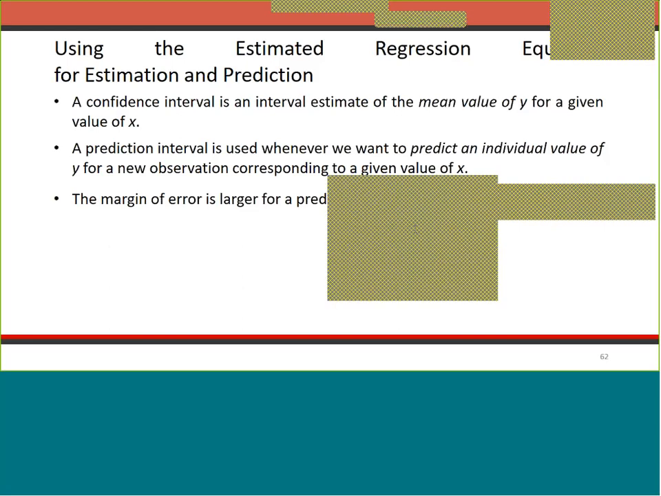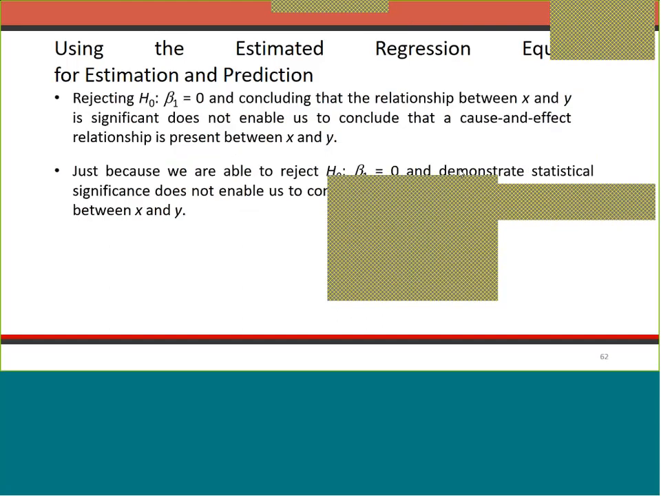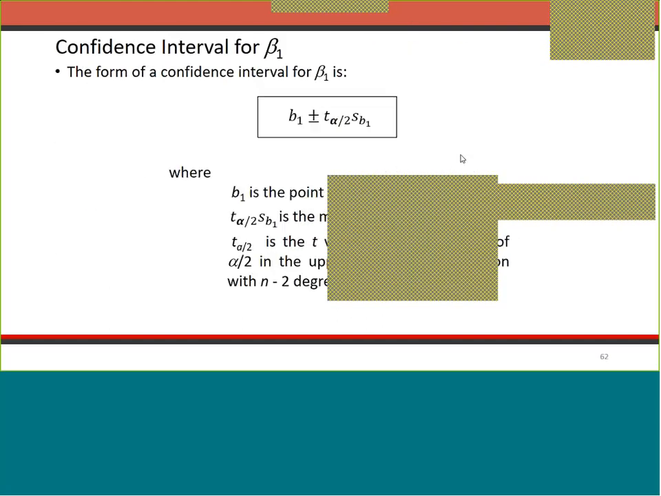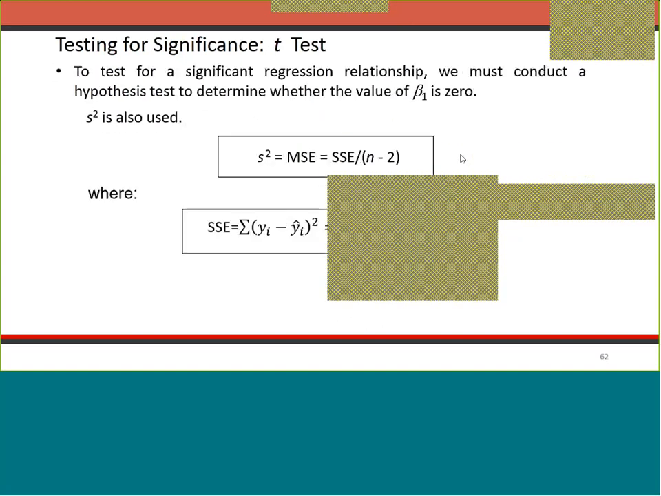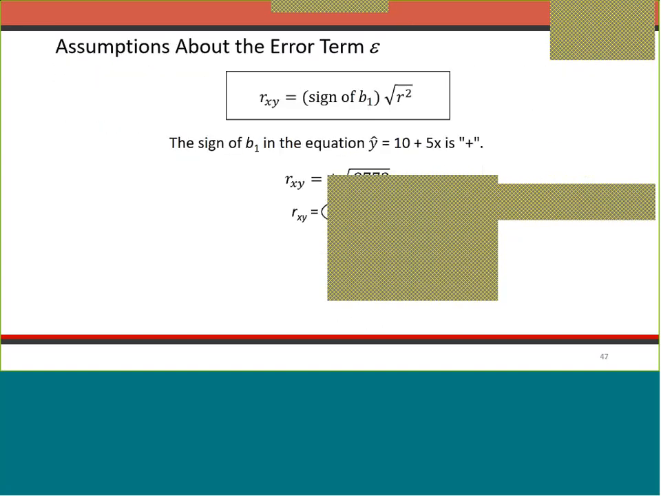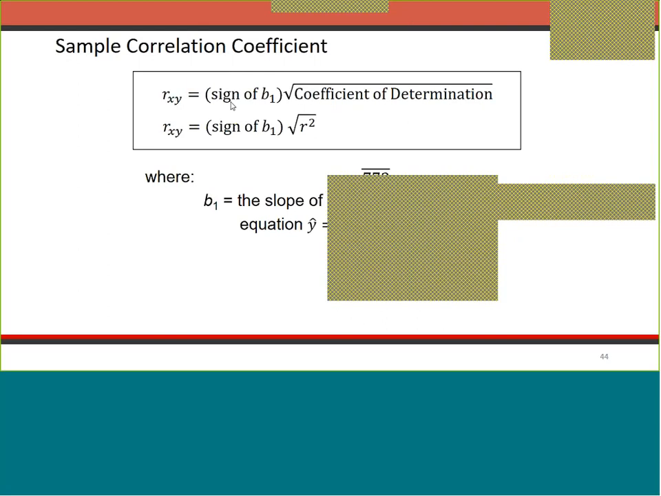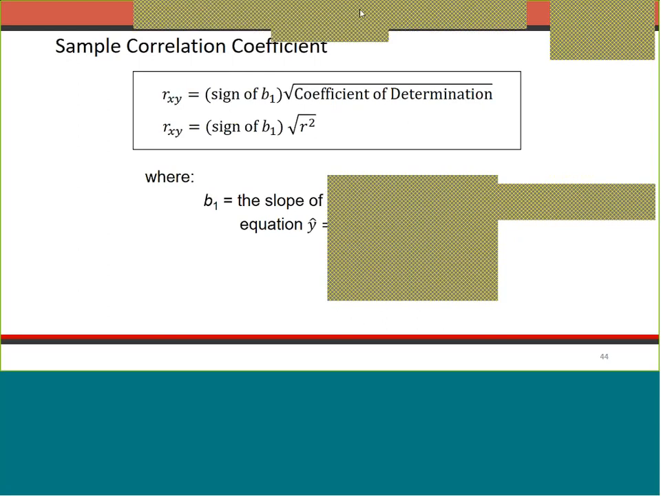Yeah, there is a relationship between coefficient of correlation and determination. If you know coefficient of determination, you can calculate coefficient of correlation. So the formula says like this: Rxy equal to sign of B1 into square root of coefficient of determination.